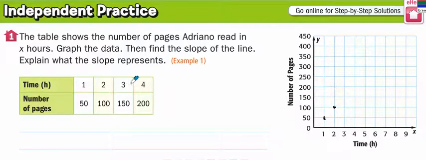We've got 3 hours and 150 pages, so we go over to 3 up to 150. And then our last one is 4 hours and 200 pages, so we go over to 4 and up to 200. And then we're going to draw our line.